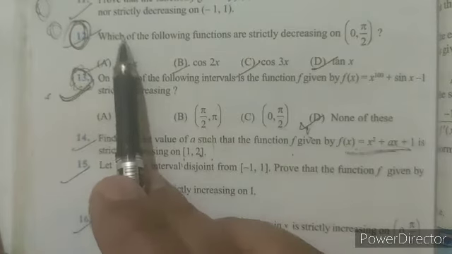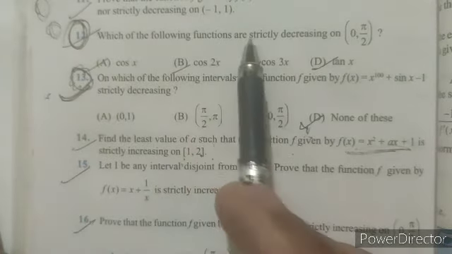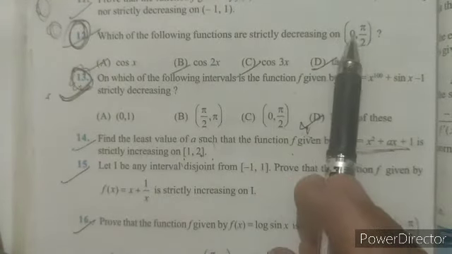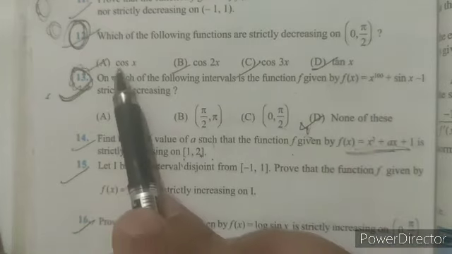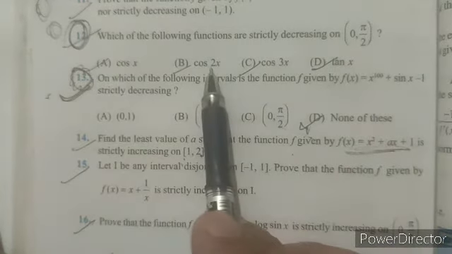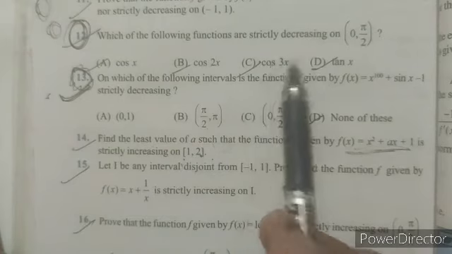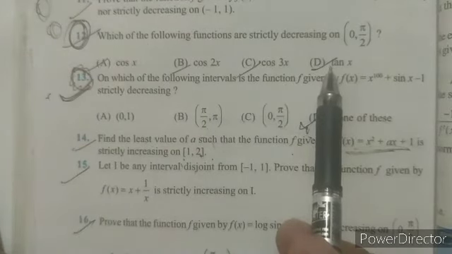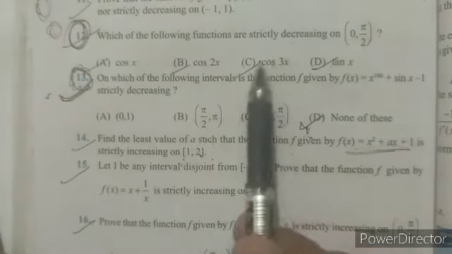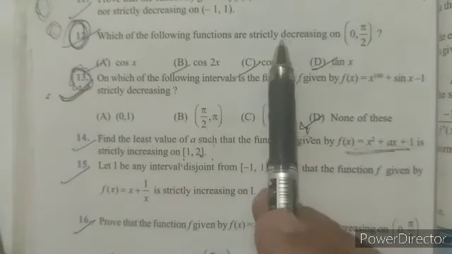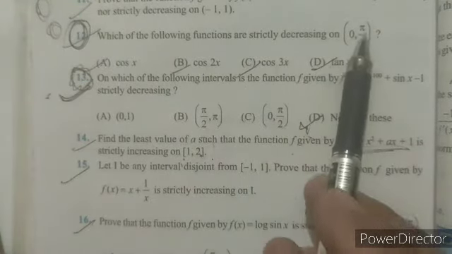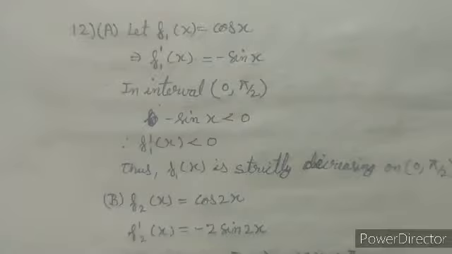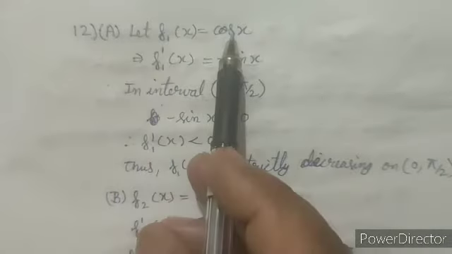12th question. Which of the following functions are strictly decreasing on 0 to pi by 2? Now the first function is cos x, the second one is cos 2x, the third is cos 3x, and the fourth one is tan x. So we have to find out which of these functions is strictly decreasing on 0 to pi by 2. Our first function was cos x.